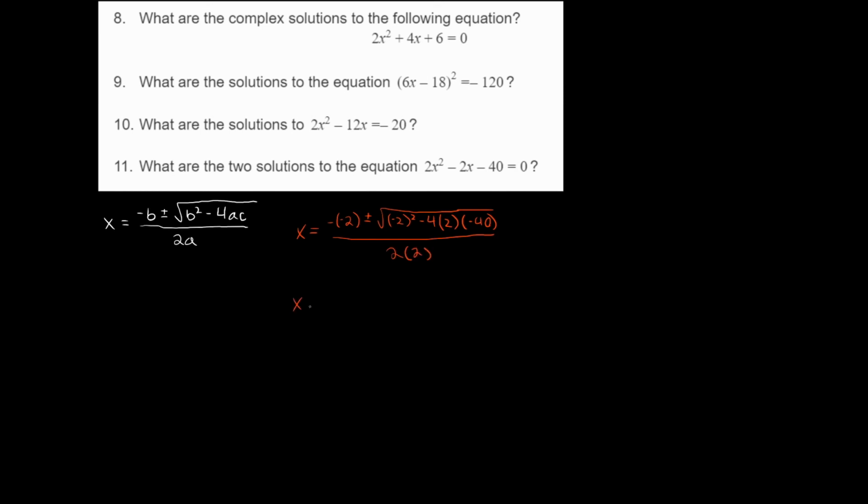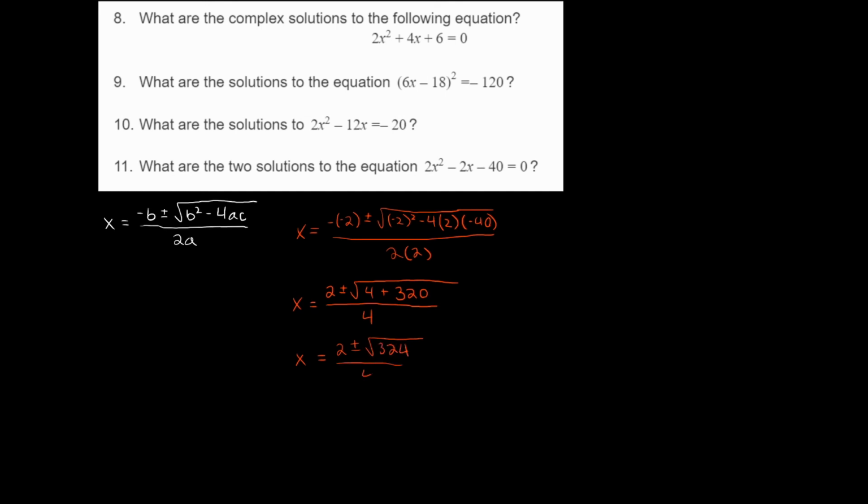Time to start simplifying. Negative 2 will just be positive 2, so positive 2 plus or minus the square root of, let's see what we got here. Negative 2 squared is 4, minus 4 times 2 is 8. 8 times negative 40 is negative 320, minus 8 times negative, so this is going to be plus 320. Which I believe is a perfect square. Let's just see how it goes. 2 times 2 is 4. So 2 plus or minus the square root of 324, which I believe is a perfect square.